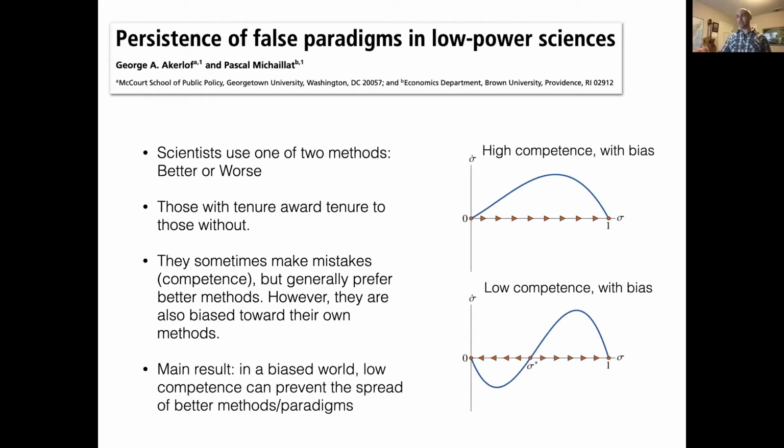This is a plot in phase space, where sigma is the share of scientists using the better method. Sigma is on the x-axis and the first time derivative of sigma is on the y-axis. If there's high competence, the better method always spreads because it's better and scientists can assess that. If there's low competence, where they often make mistakes, and there's bias, then if there's not a large enough share initially of scientists using that method, it's never going to spread.